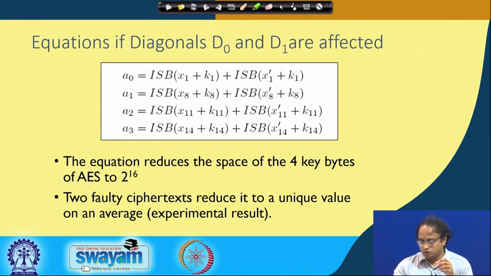So if you compare this with the previous case, when you had only 1 diagonal affected, the total key size was reduced to 2 power of 32. But here, when you have 2 diagonals corrupted, the key size reduces to 2 power of 64. Again, if you get 2 such faulty ciphertexts, you can intersect them and reduce it to a unique value.